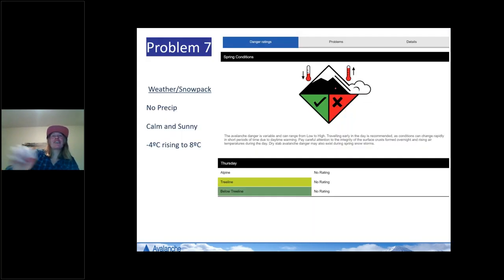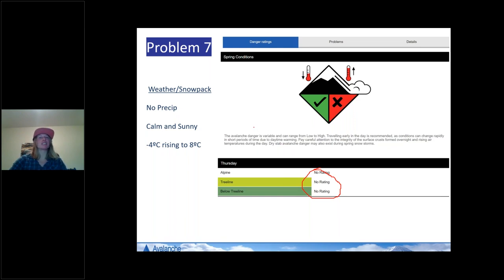And just as a final thing, spring's a long time away, but around end of April, May, we stop putting out forecasts, and you kind of get this. It says spring conditions, and we have no ratings, so we don't have our colors anymore. We really have to become our own forecasters.